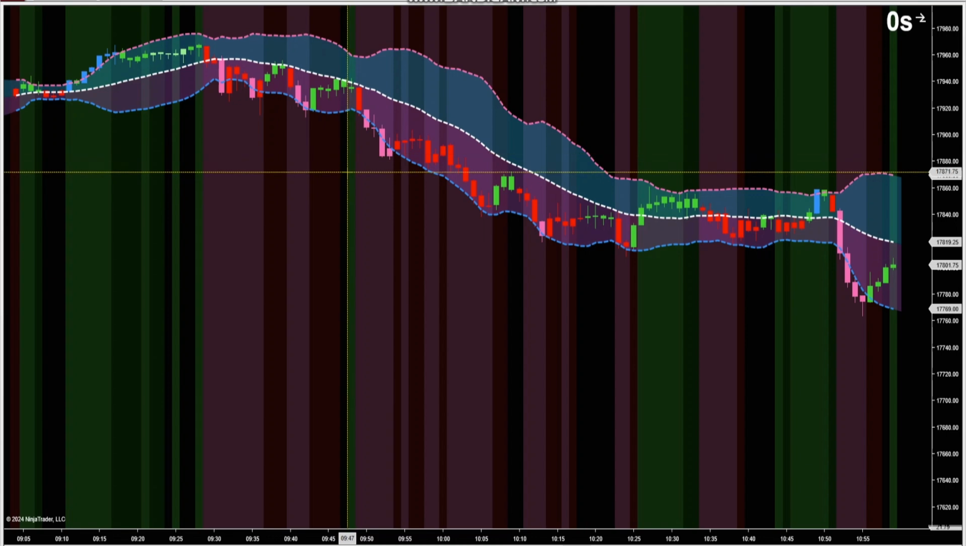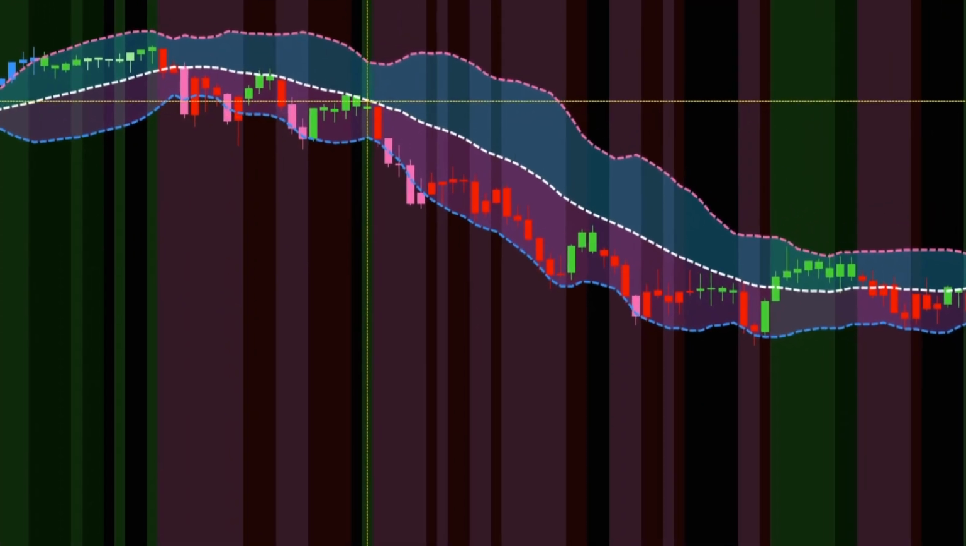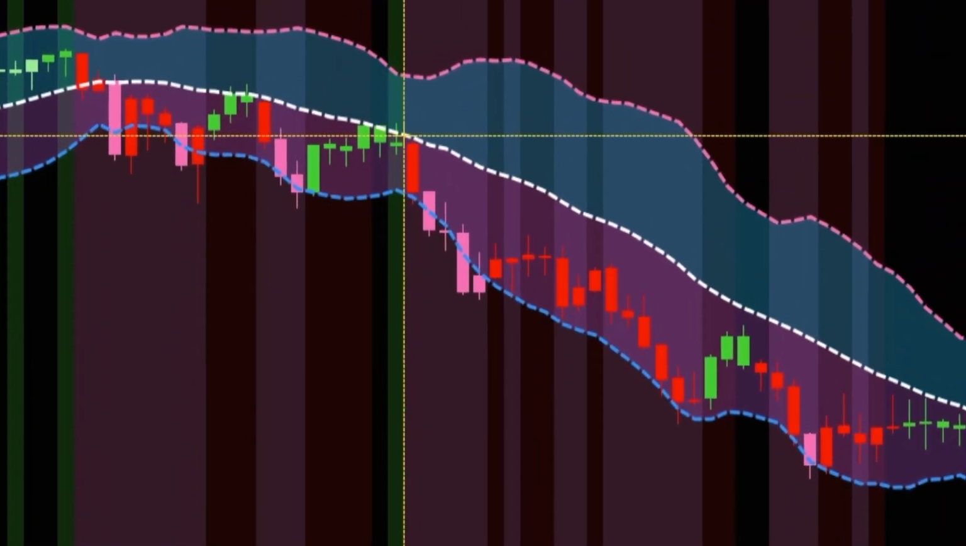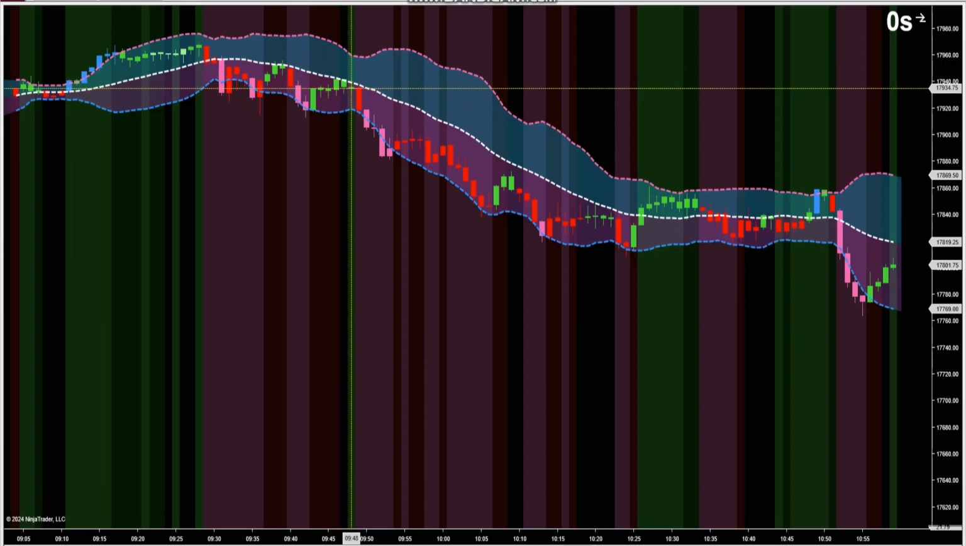You only get one bullish ADX background, but this is definitely not a candle I'm going to go long on. We've got a big wick right on the center line of the Bollinger Bands. Tiny little candle. Not much to go on there for a long.